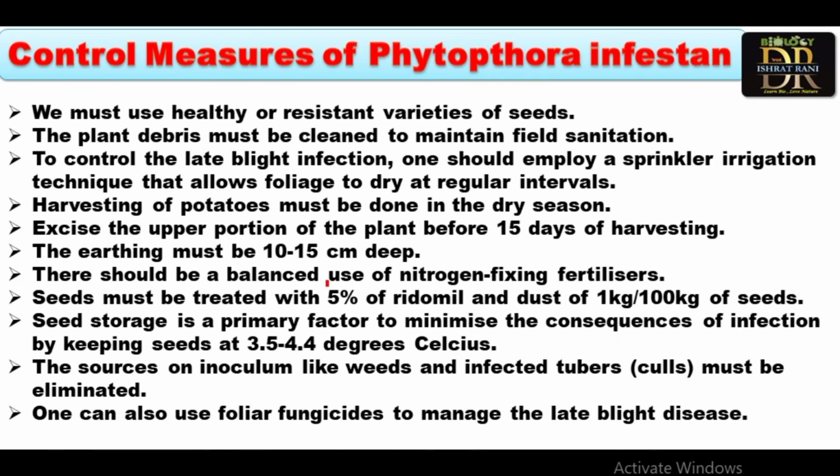There should be a balanced use of nitrogen fertilizer, and the seed must be treated with 5% Ridomil, using it per 1 kg of seed. It will also decrease the chances of Phytophthora infestans. Seed should be stored at 3.5 to 4.4 degrees Celsius so that infection should not be there. The sources of inoculation like weeds and infected tubers must be eliminated. When we eliminate those sources, we will have healthy crops.